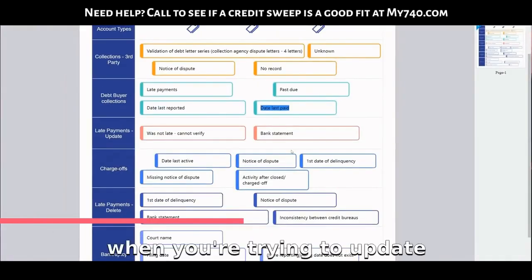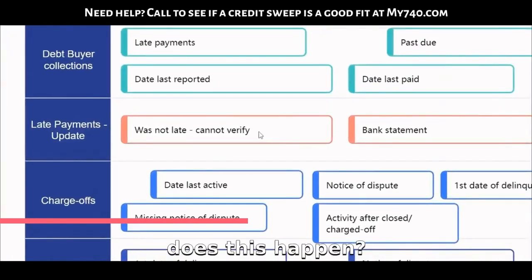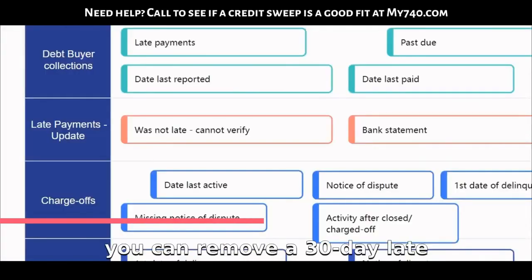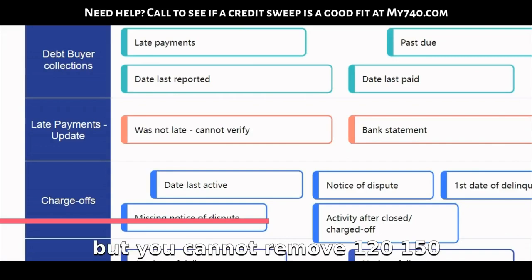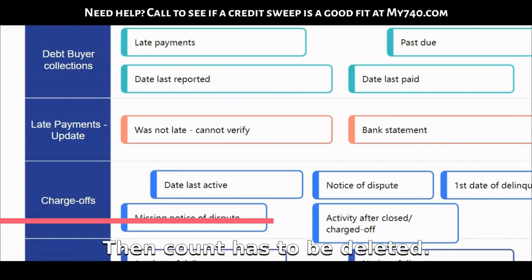Now, late payments, when you're trying to update the account and magically have the late payments disappear. Now, does this happen? Yes, all the time. Now, just a bit of a caveat here. If you're trying to remove like 120 days late, it's not going to happen. But you can remove a 30-day late payment, a 60-day late payment, and sometimes even 90 days. But you cannot remove 120, 150, or 180 or charge off. Obviously, that cannot be fixed. The account has to be deleted.